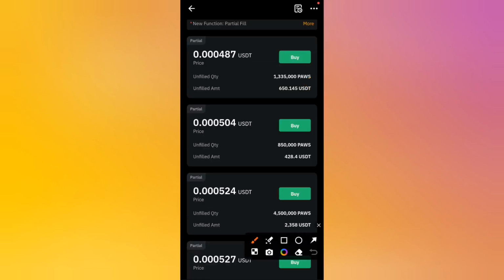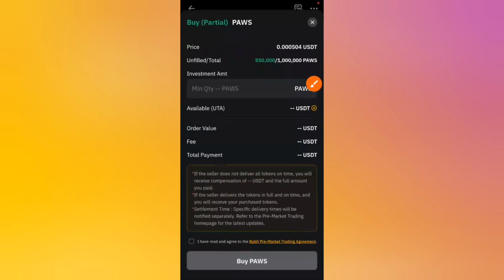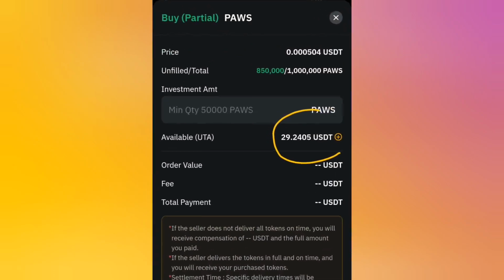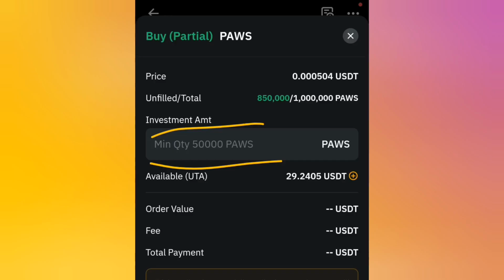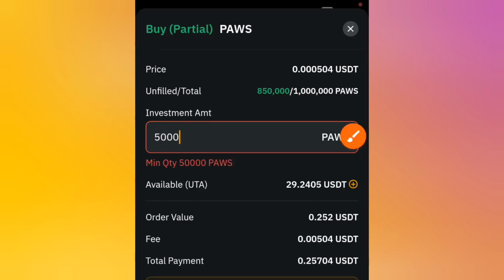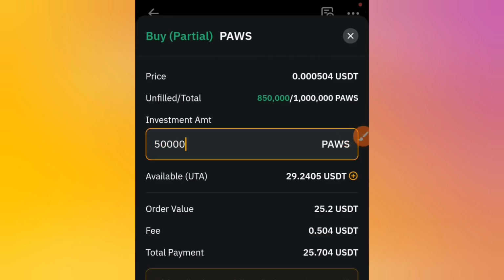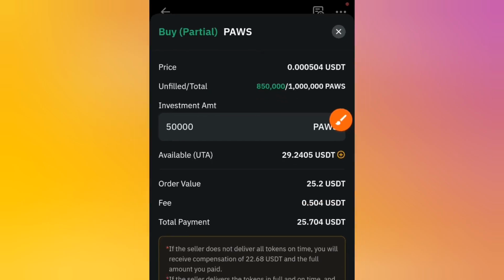So I'm just going to click this right now, click buy, and just so you know, I just increased my funding to 29 USDT, so this will be able to get the pre-market. So the minimum quantity right here, please pay attention to the minimum quantity. If you click this right now and type in 50k, right, you see that you can actually get that for 25 USDT, which we did the calculation before.